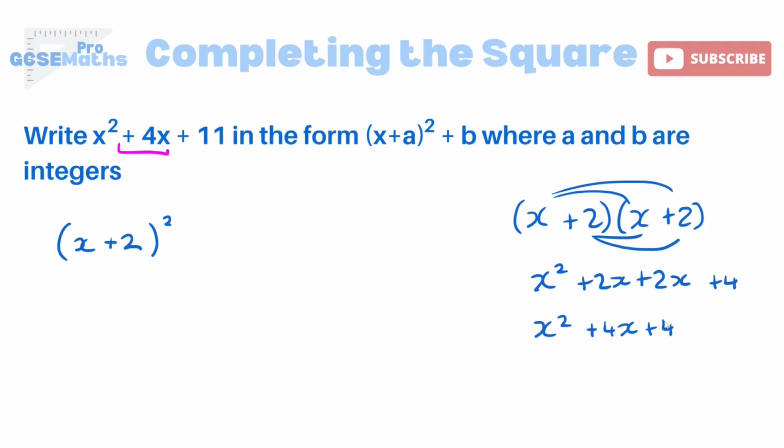is 4. So we know that we're currently at x squared plus 4x plus 4, but we want to be x squared plus 4x plus 11. So you just have to say, how do I go from 4 back to 11? What's missing? Do I need to add or subtract something? Well, I actually need to add 7, don't I? So you can do it like that.